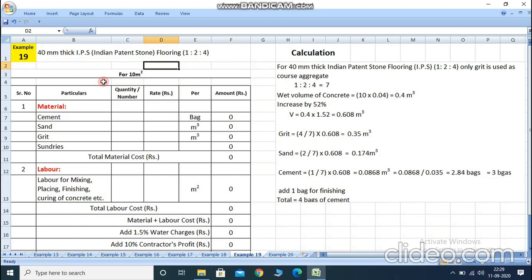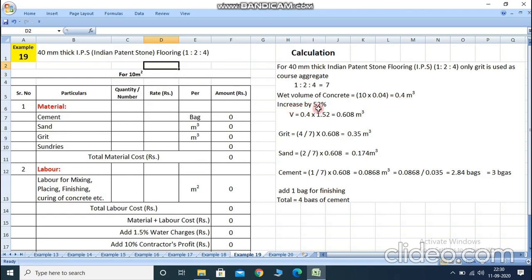So here, for a 40 mm thick Indian pattern stone flooring, IPS 1:2:4, only grit is used as a coarse aggregate. Now the summation of the 1:2:4 is 1 plus 2 plus 4 equals 7. Now we calculate the wet volume of the concrete for 10 meter square. So 10 multiplied by 0.04 is the volume of the concrete, 0.4 meter cube.